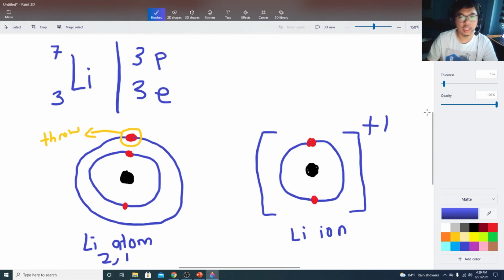Or we don't usually, if it's plus 1, we don't usually write down the number 1. We just leave it as the plus sign there. And lithium ion has an electronic configuration of just 2. Okay. And don't forget to write down Li+ now as the symbol for lithium ion.